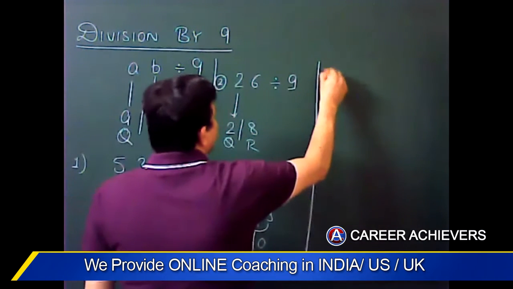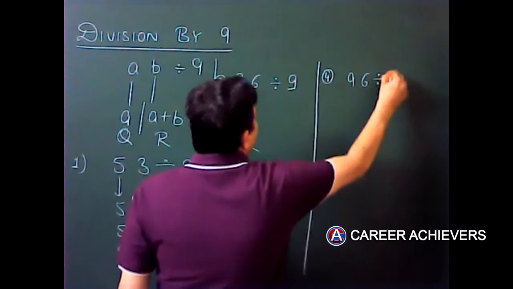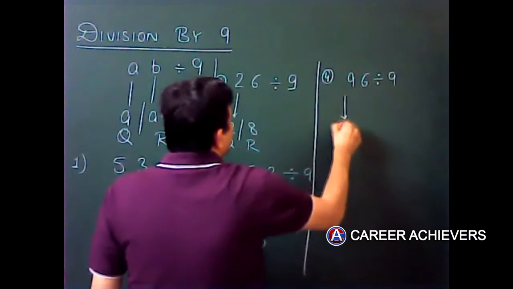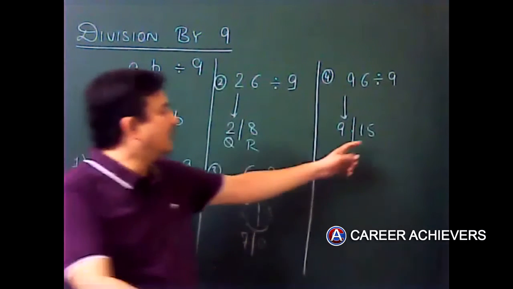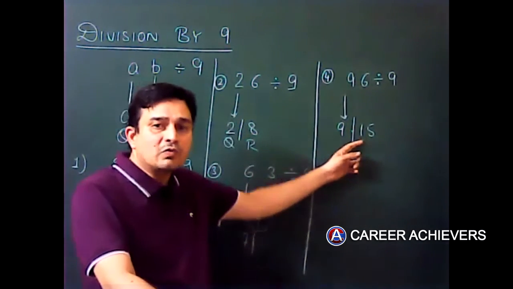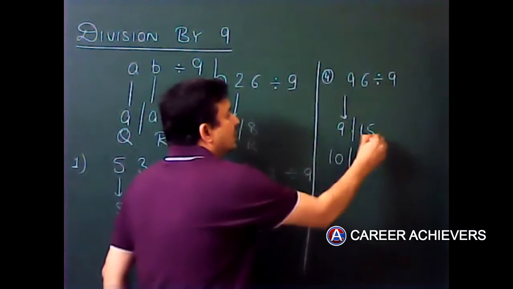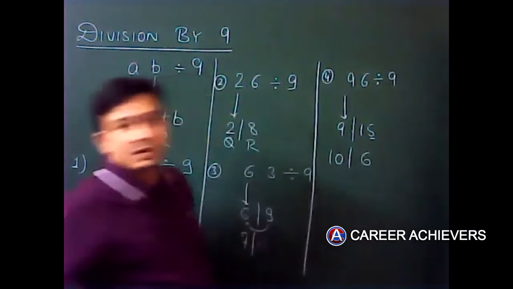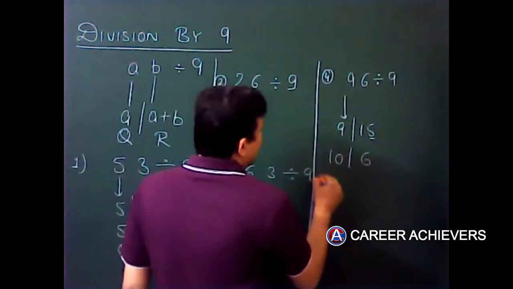Now let us take another example. 96 divided by 9. So 9 and 15. Now here you see 15, right? So this 1 will come to this side. This becomes 10 and then units place has to be increased by 1. So I can write it in words.